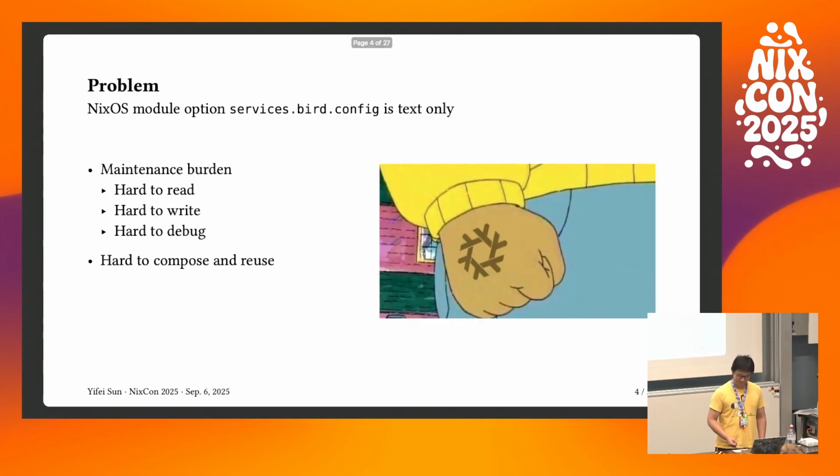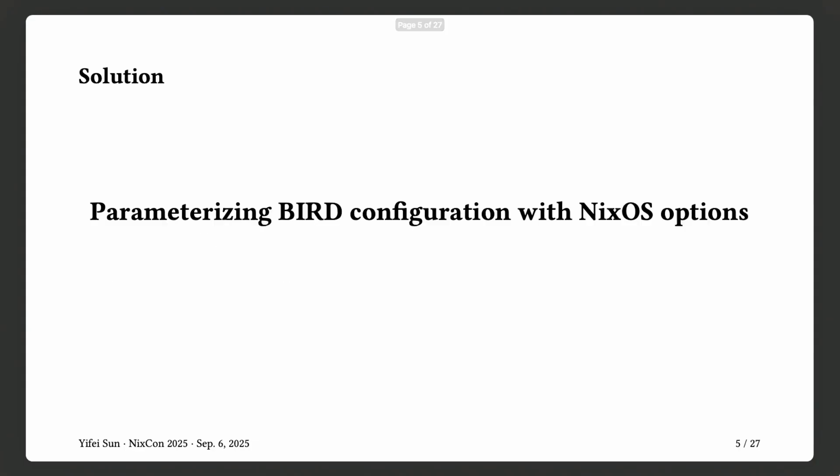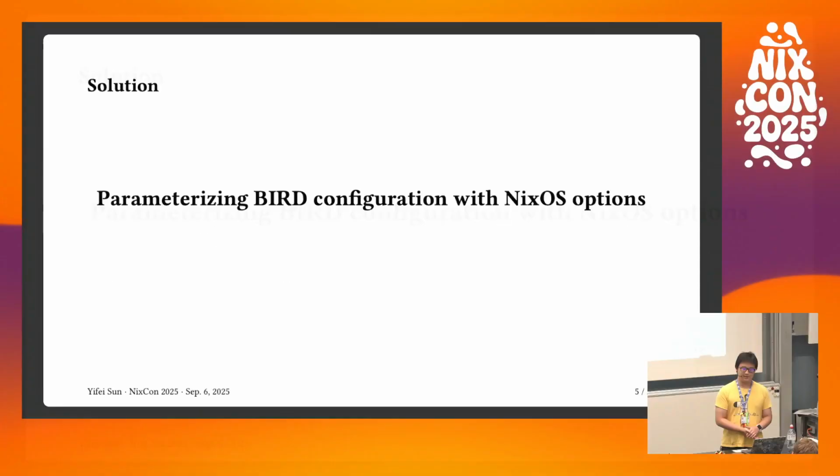And what's the problem? The problem we have is the BIRD configuration in the NixOS module is text only. It's kind of hard to maintain and kind of hard to compose with other services and reuse on different servers, if you reuse a lot of the same configurations. And the solution here is to parameterize the text-based configuration with NixOS options.